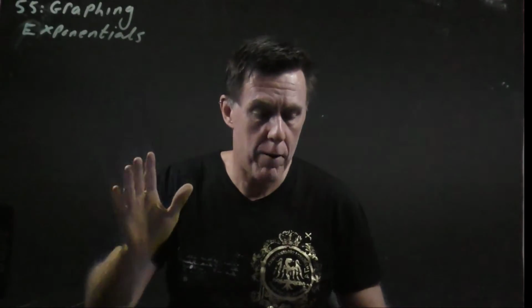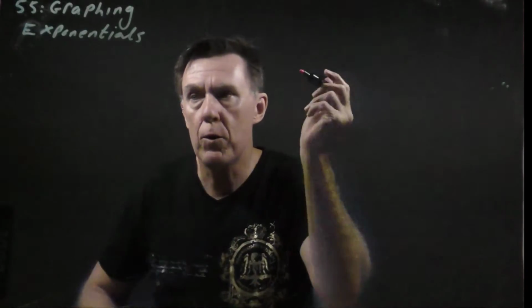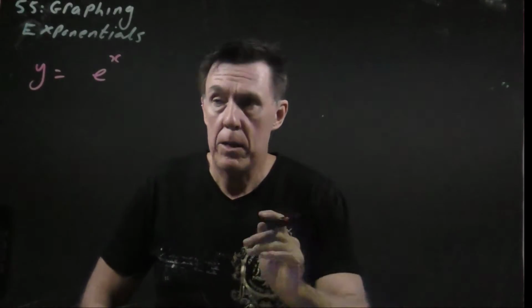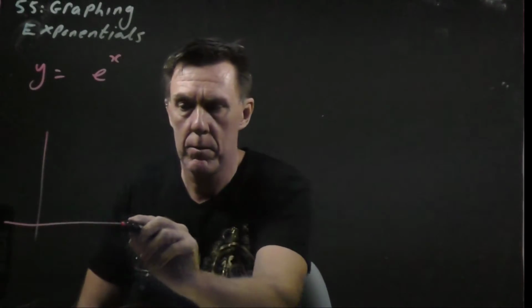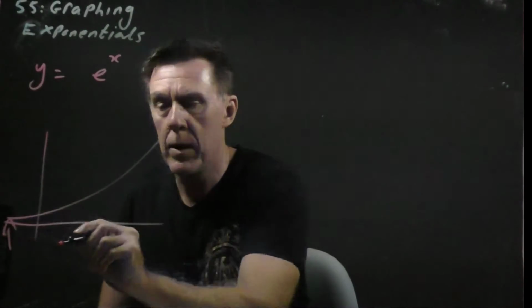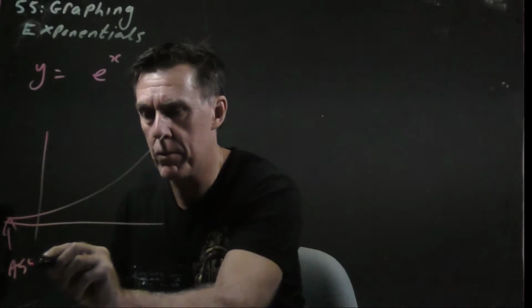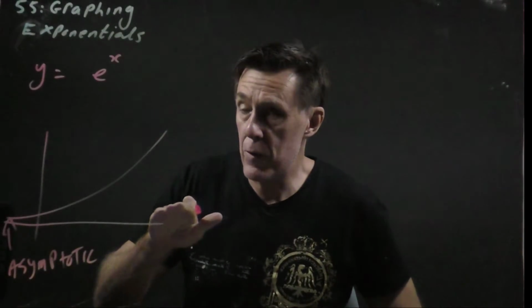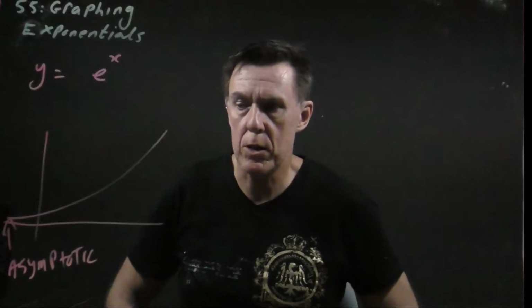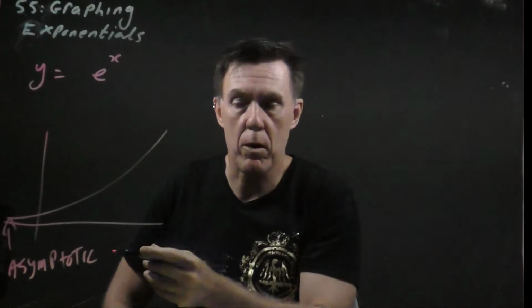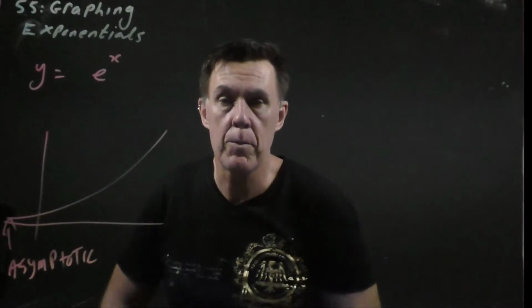Okay, in this video we're going to have a look at the general shape of what happens when you're graphing exponentials. Now, if you've got y is equal to e to the power of x, it's going to look like this. Now there's a couple of things about it. First of all, it's asymptotic to the x-axis. Asymptotic means it gets infinitely close to the x-axis, never touches the x-axis, because there is no value of x I could put in here that gives a value of y being 0. So it never touches the x-axis, asymptotic.